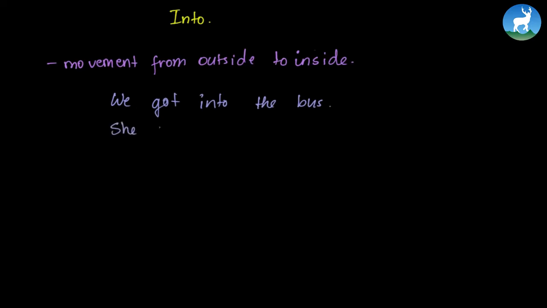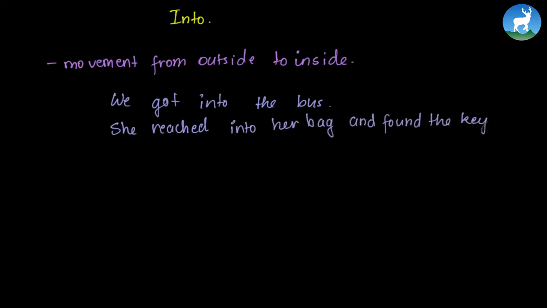Another example is, she reached into her bag and found the keys. So she put her hand inside the bag and found her keys. So it's involving a movement from outside to inside a bag. Also, we can use "into" to express the idea of movement in the direction of something, often resulting in actually witnessing it.